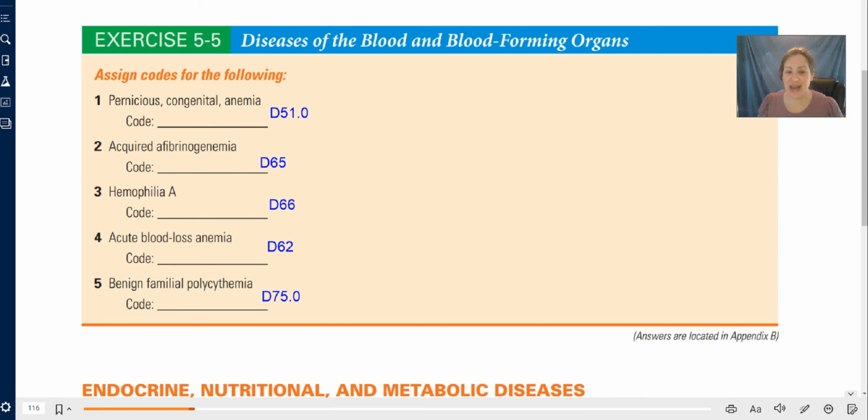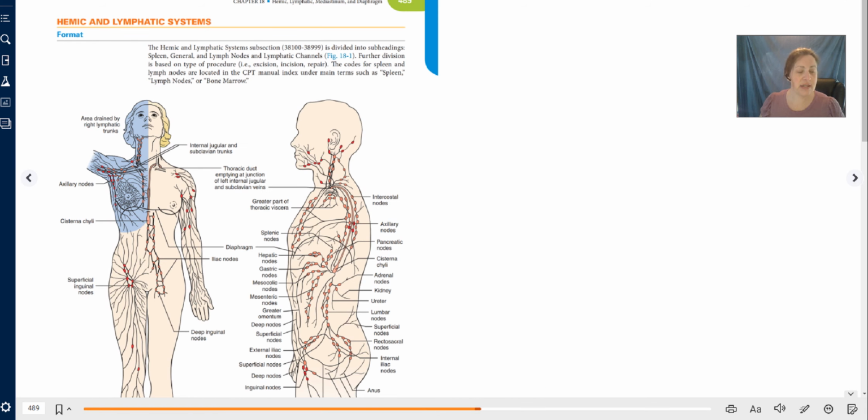So I'm going to go ahead and flip over to CPT coding now. I'm still in your Bucks book. I jumped to page 489 for the CPT chapter. And so probably the more complex section in this one is the lymph nodes, the lymphatic system.